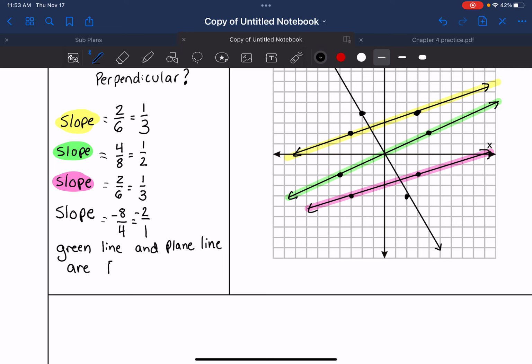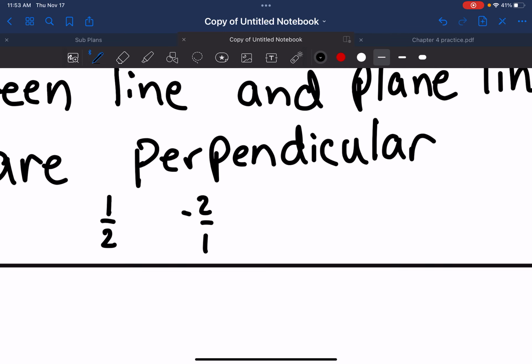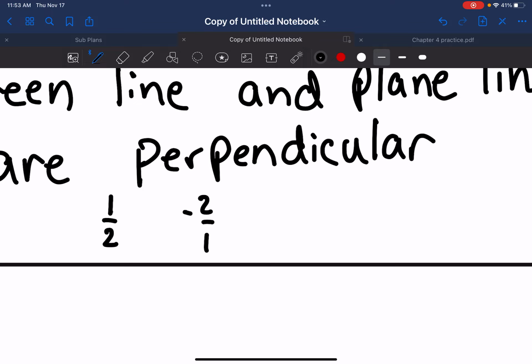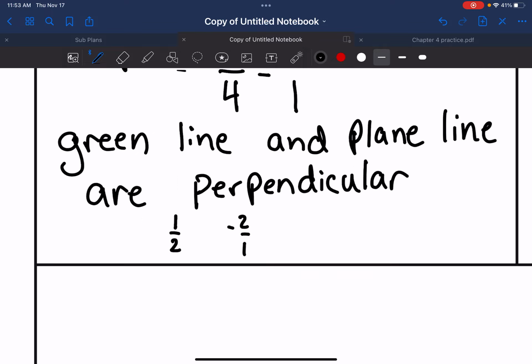Are perpendicular. Perpendicular. Okay, green line and plain line are perpendicular, and if you look, it's because one slope was 1 over 2 and the other slope was negative 2 over 1. That is the reciprocal. It's been flipped and it's been turned into its opposite sign, okay?